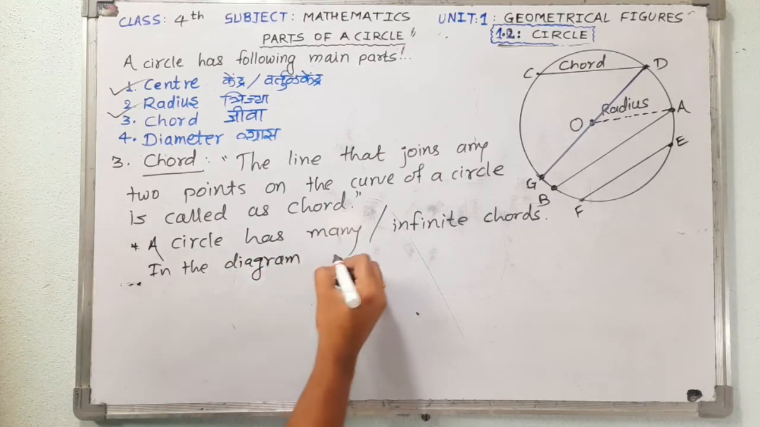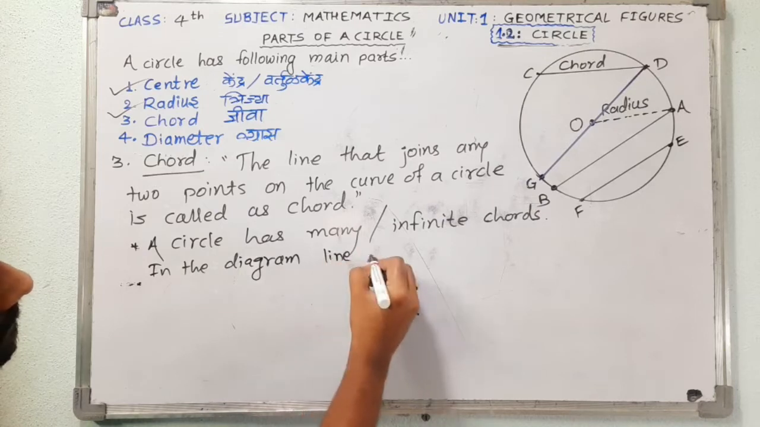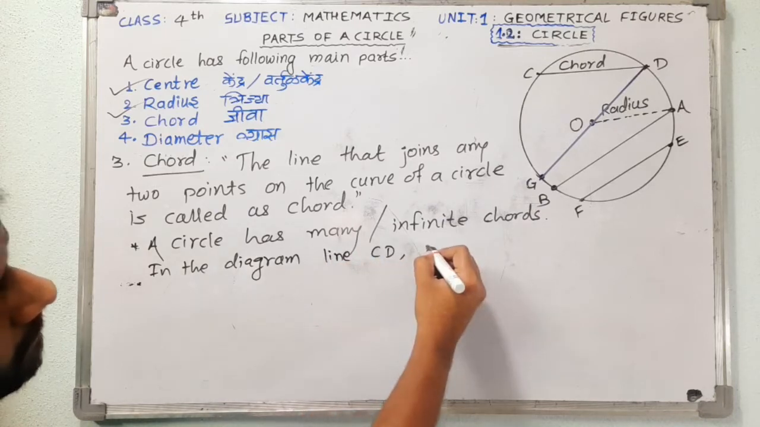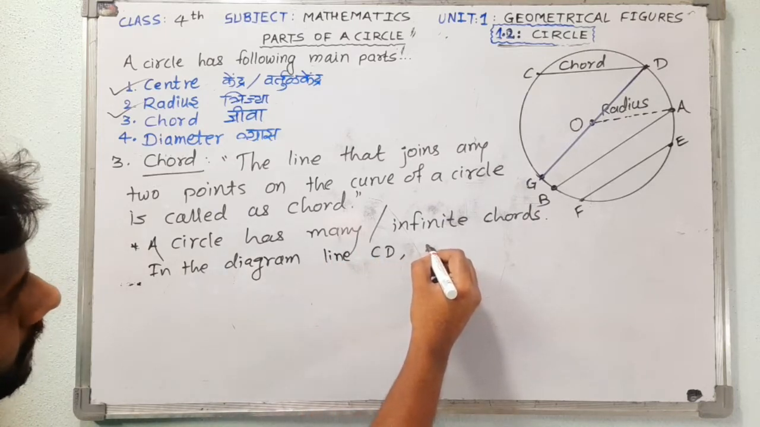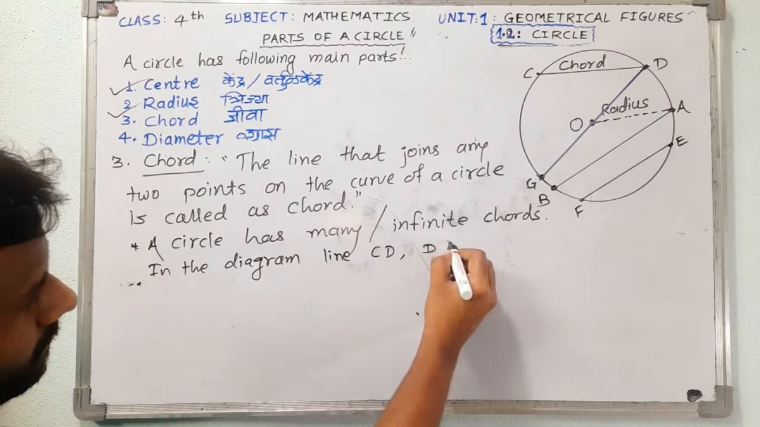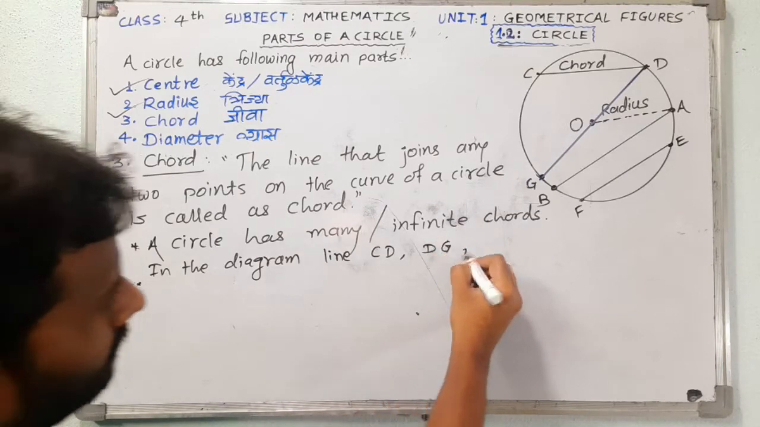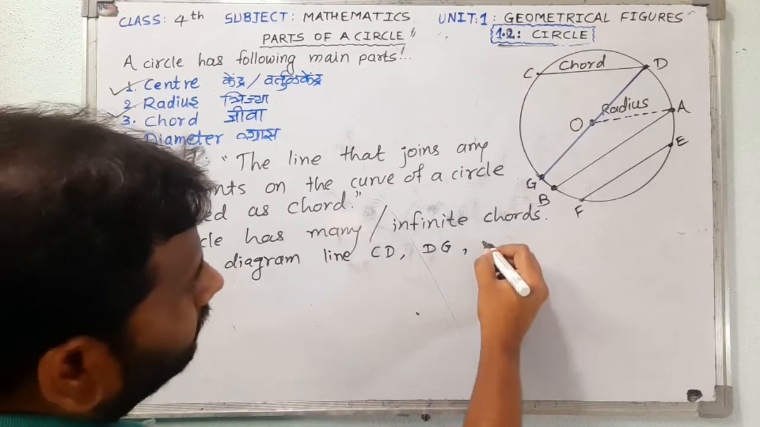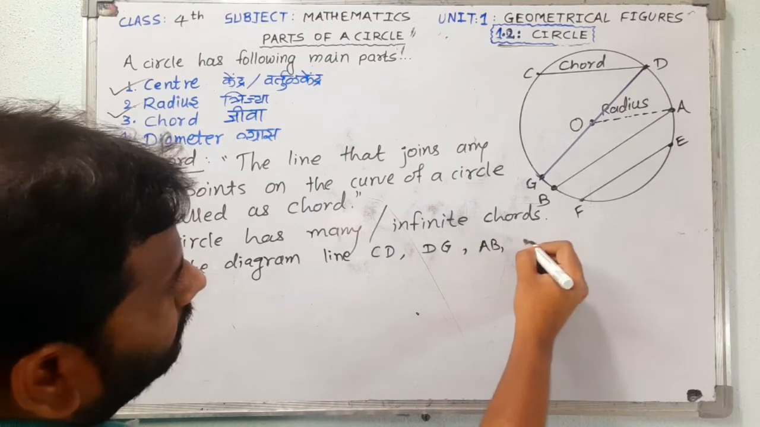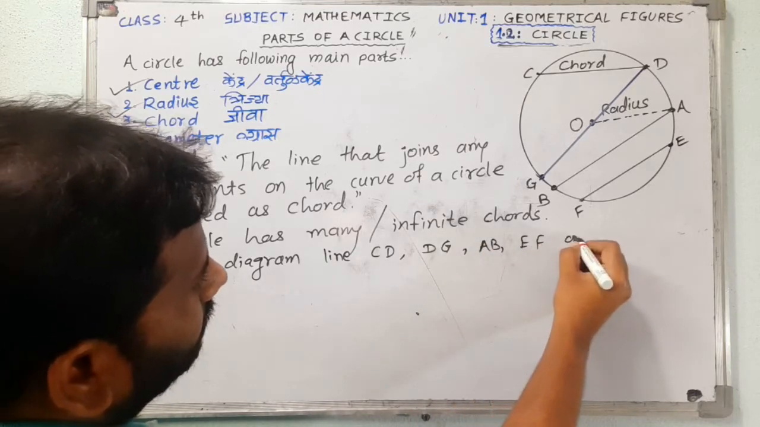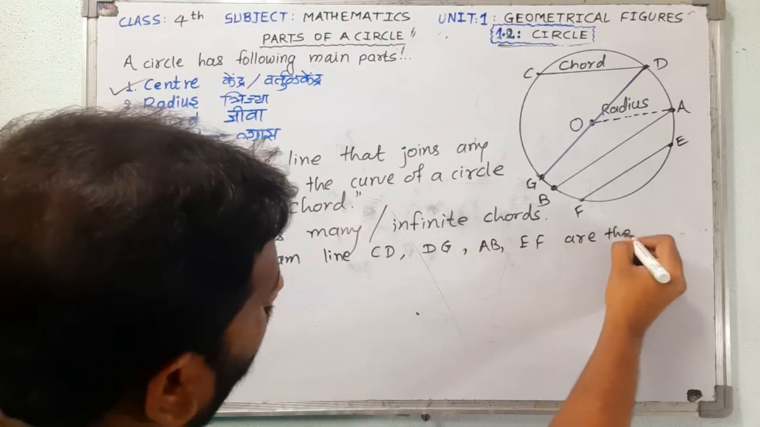So in the diagram, line CD, then line DG, then the line AB, the line EF are the chords.